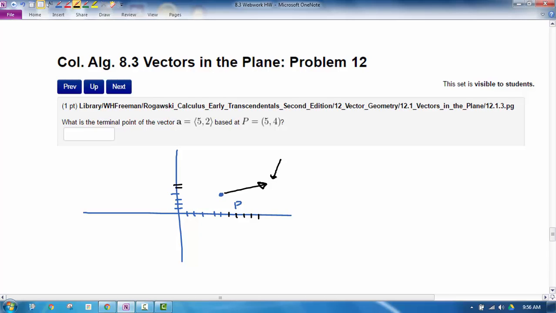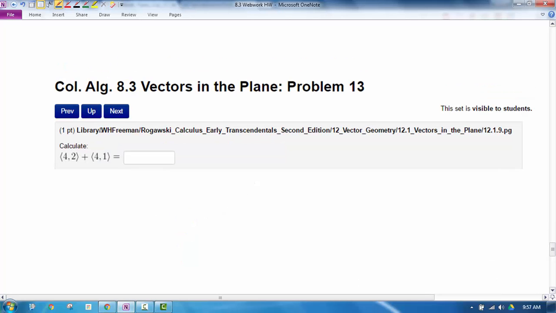So we would add this, and this would be 10, 6 if we add them together. And let's use regular parentheses here because they asked for a point. So be careful about that. Next question is a really easy one. We want to add the x's and add the y's together when you add vectors. So this is going to be the vector 8, 3. And don't forget to use the vector pointy brackets on your keyboard above the comma and the period.